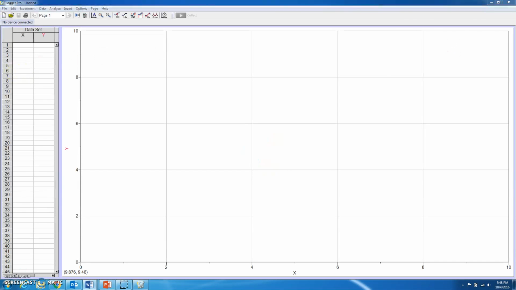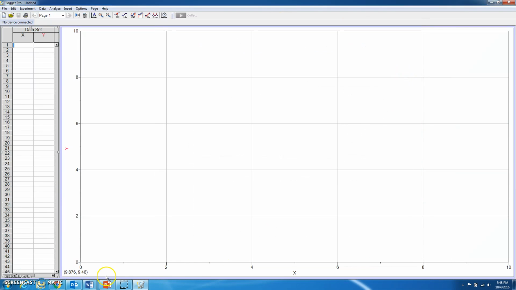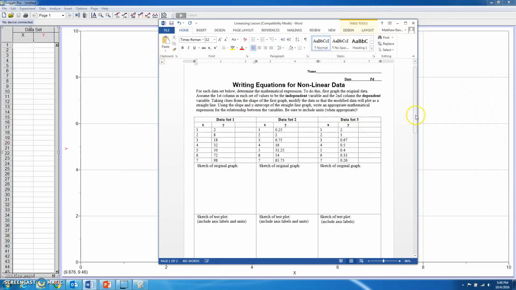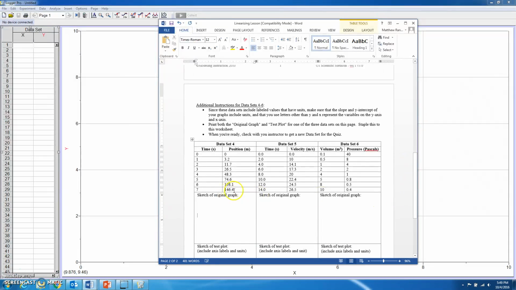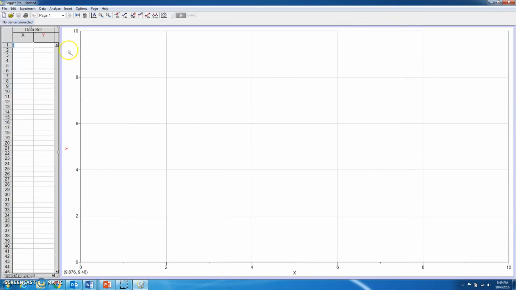And the data set that I'm going to use for this is from the worksheet called Writing Equations for Nonlinear Data. And I'm going to use data set 4. So I'm going to copy and paste this in. You can type it in if you'd like. So copy, paste.